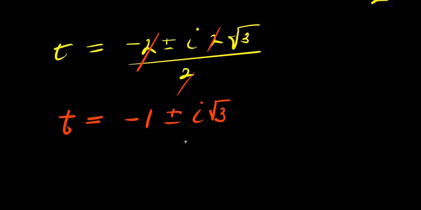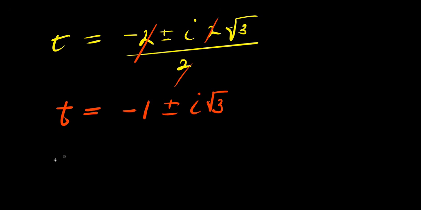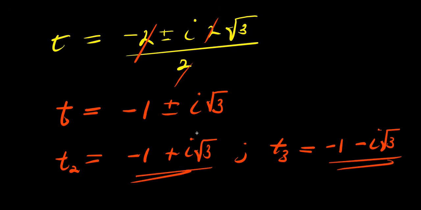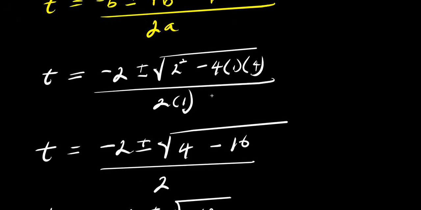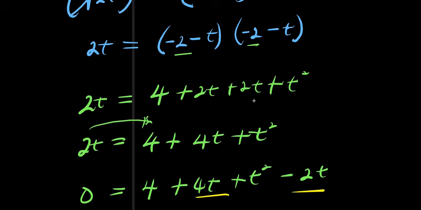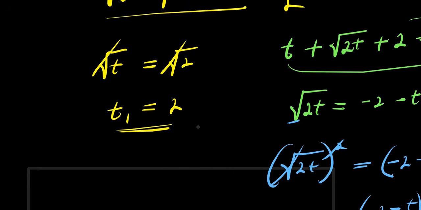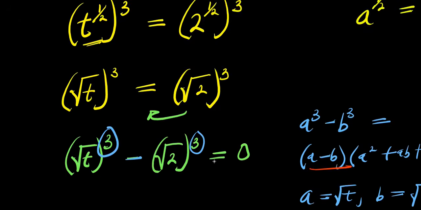So I have two values for t. Two complex values. I have t2 equals negative 1 plus i root 3, and t3 equals negative 1 minus i root 3. Now in total we have 3 different solutions. We also have one real solution, which is t equals 2, this one here. So that is it. That is how you can solve it.